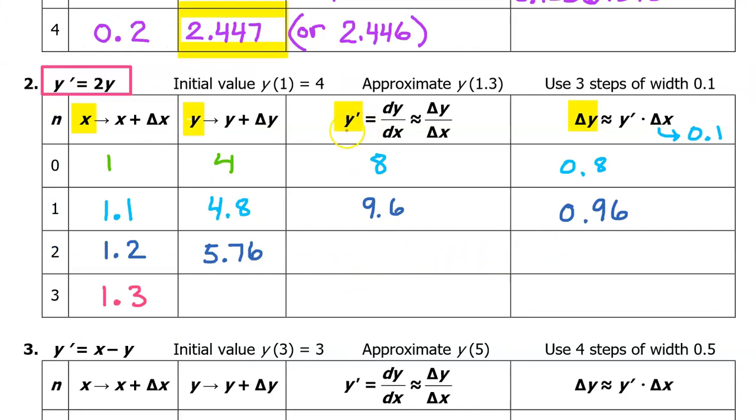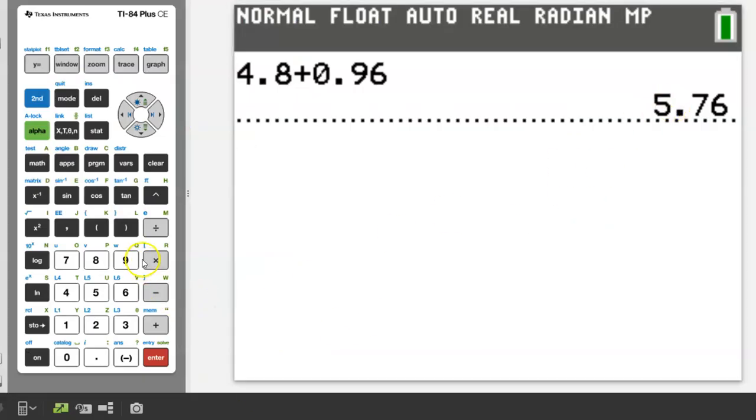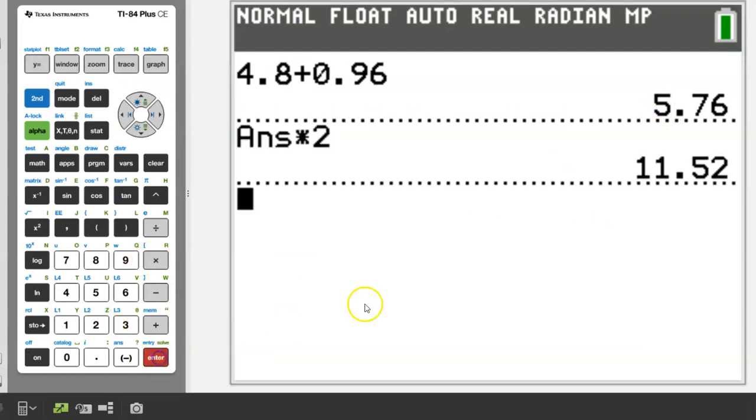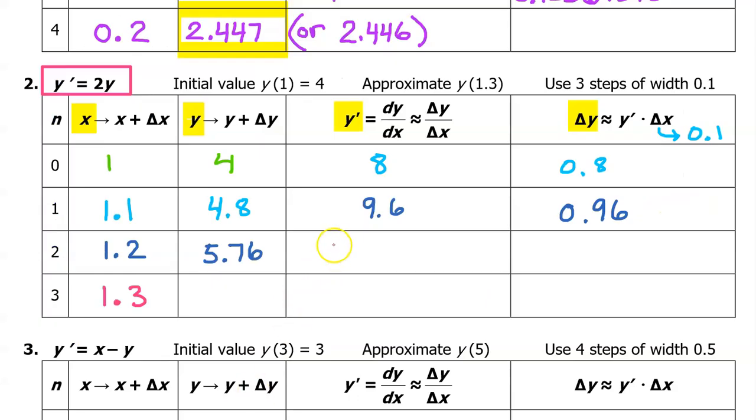Let's repeat the process one more time. We need y prime, which is 2 times y. 5.76 times 2 is 11.52. Now we need delta y. We have to multiply y prime times delta x. So we need to multiply this number times 0.1. That's going to be 1.152. This is delta y.